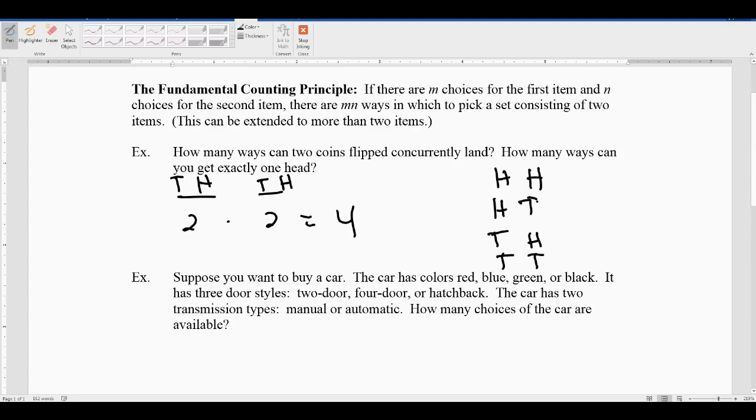How many ways can you get exactly one head? Well, there's one, there's another one, so there's 2 ways. So the answer to the first question is 4. This one is 2. This first part, I just used the fundamental counting principle.